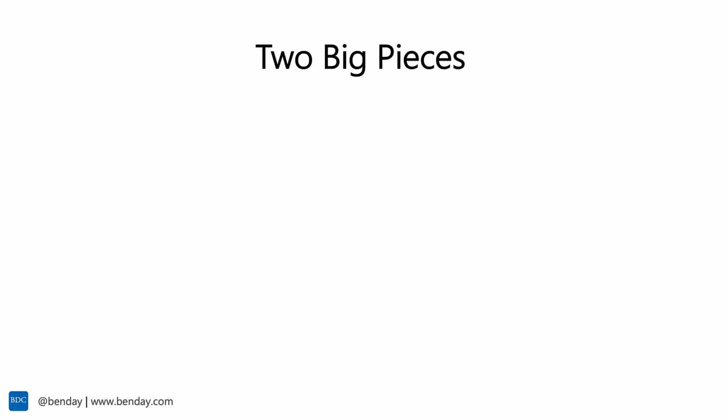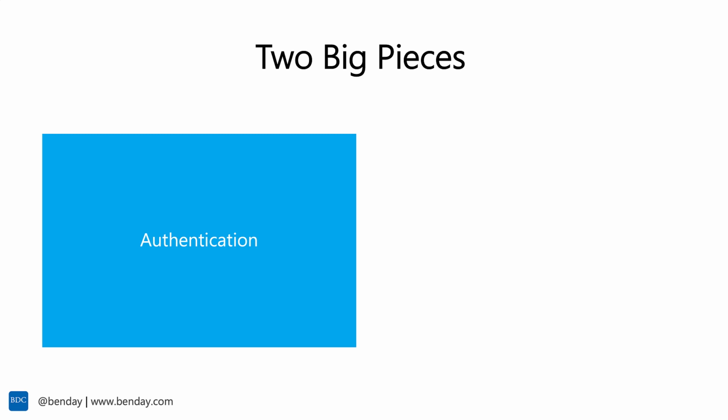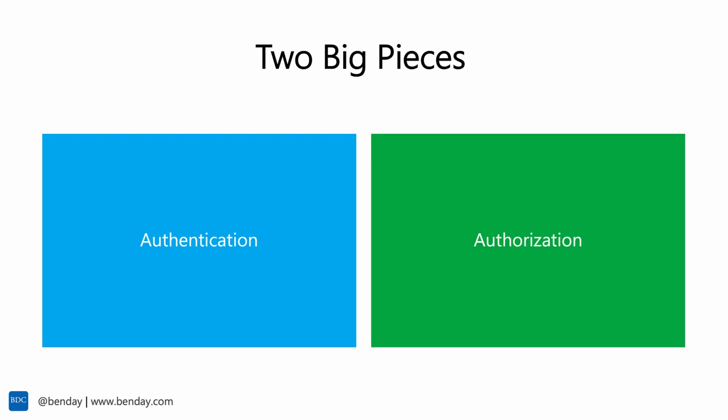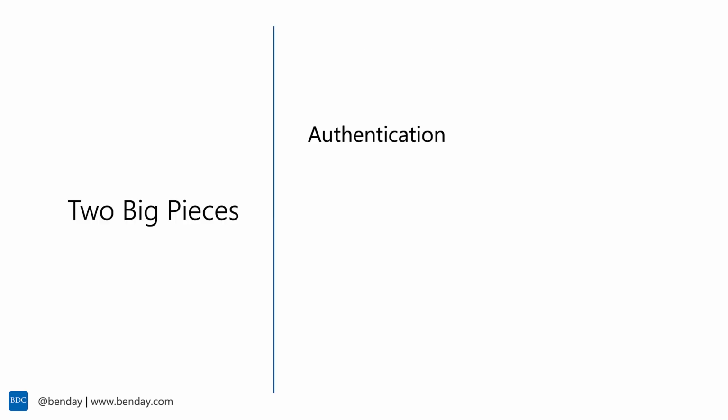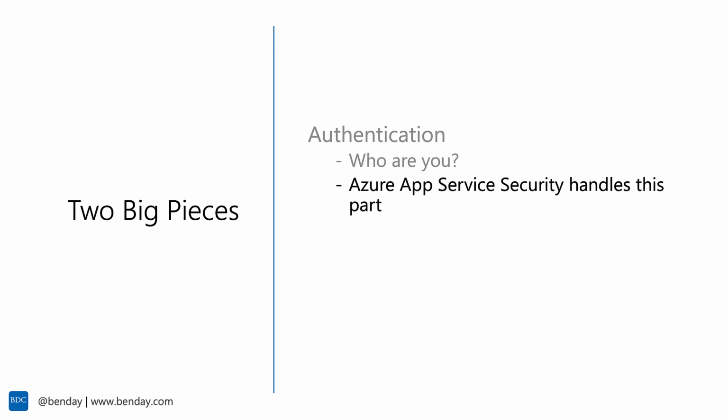Okay, in this chapter, I'm going to do a little security overview for ASP.NET Core. In security for any kind of application, there are two big pieces, and those pieces are authentication and authorization. So authentication covers the question, who are you? And this is the stuff that Azure App Service Security is handling for you. Then we have the other part, which is authorization, and that's the what can you do part.